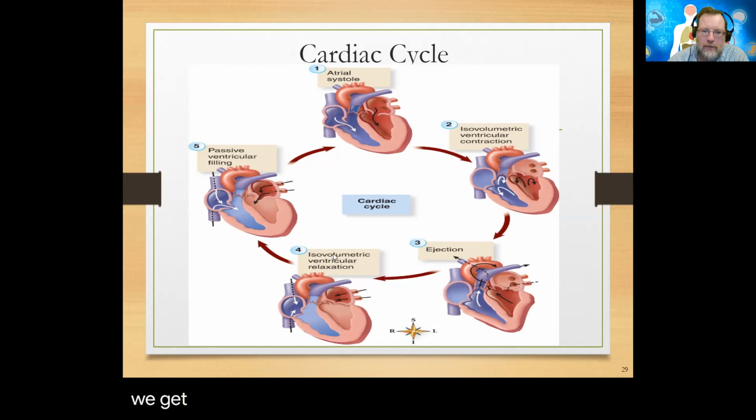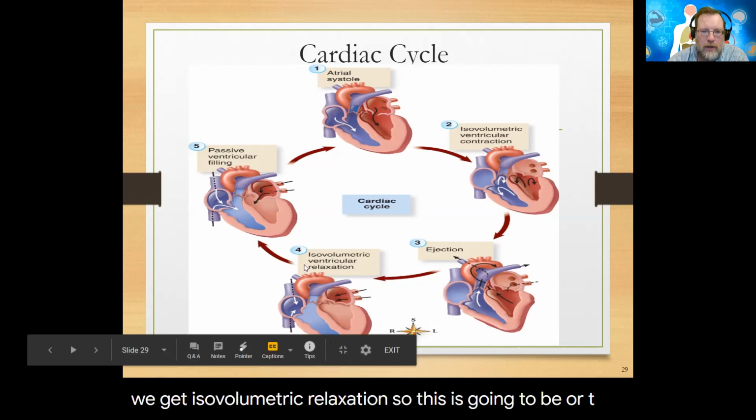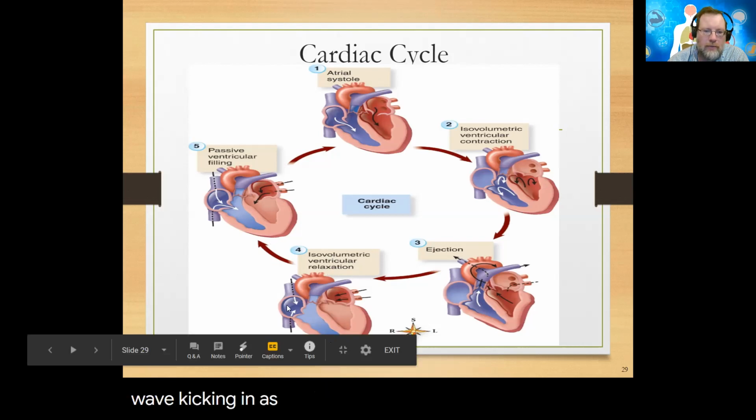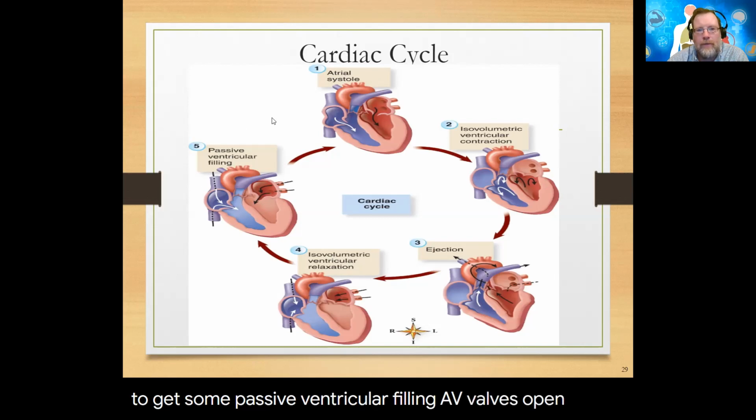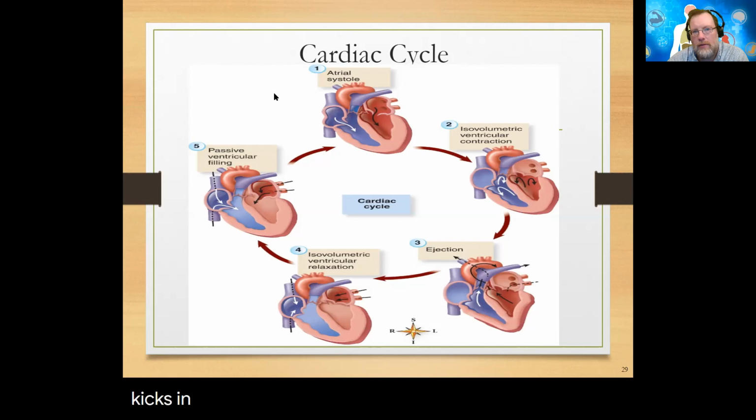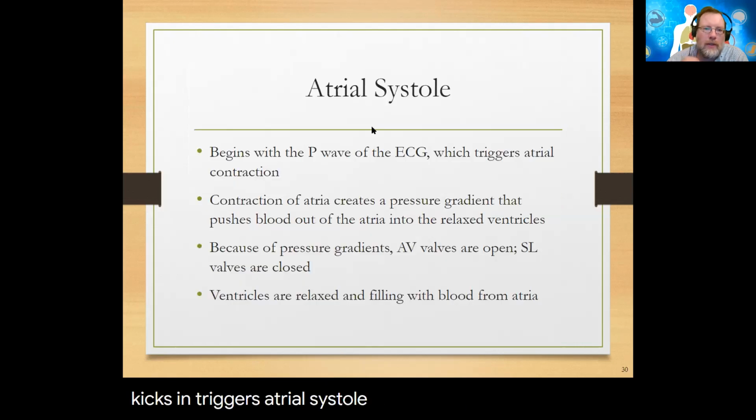And then we get isovolumetric relaxation. So this is going to be your T wave kicking in as we fill up the atria. And then we're going to get some passive ventricular filling. AV valves open. Okay. P wave kicks in, triggers atrial systole. So P wave triggers the atrial contraction.